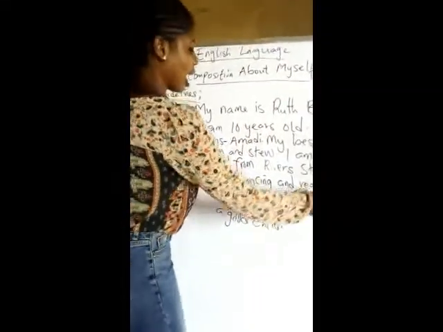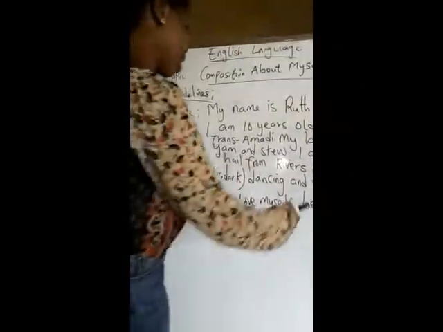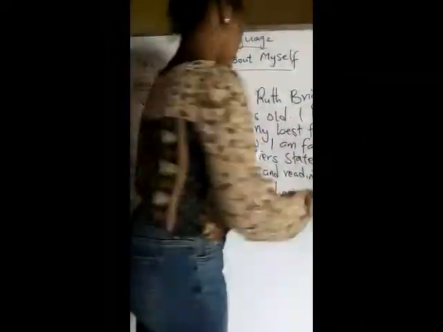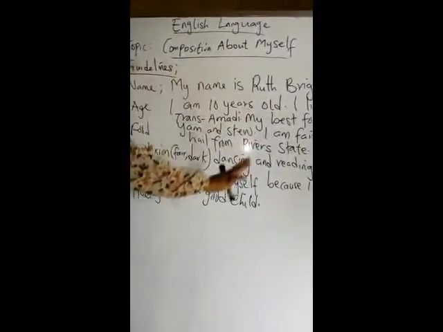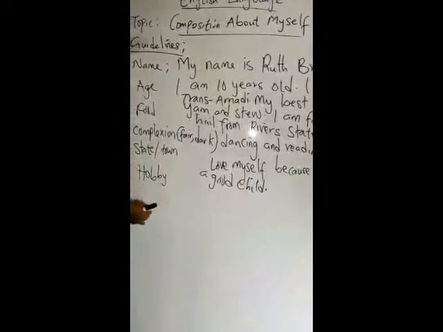You can say why do you like yourself, or why do you love yourself? "I love myself because I'm a good child." "I love myself because I am brilliant." So this is in short how you write a composition about yourself, following these guidelines that I'm going to send to you.